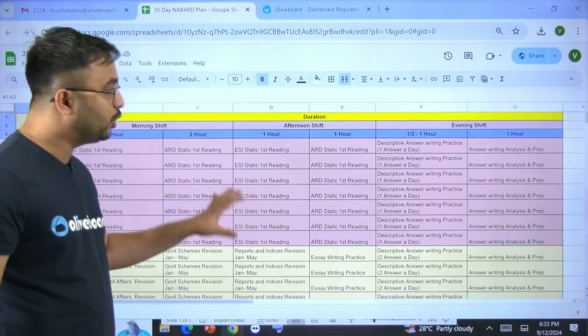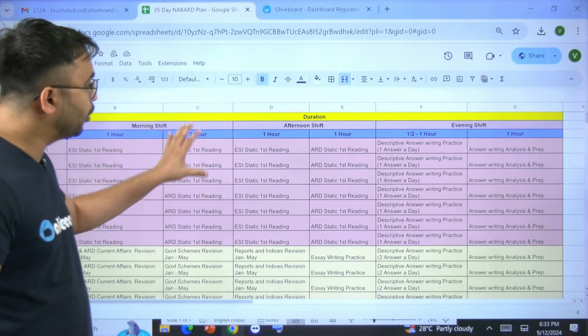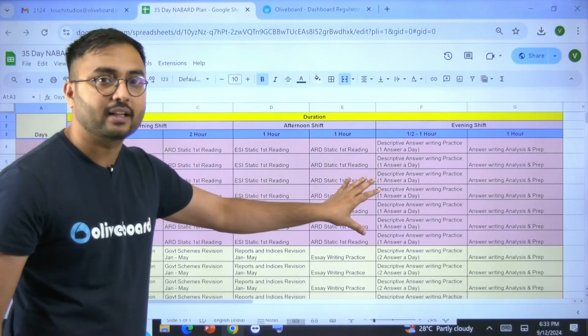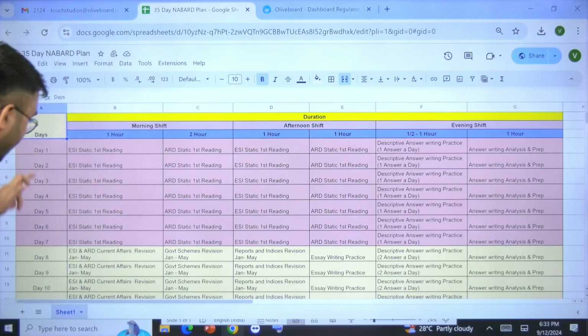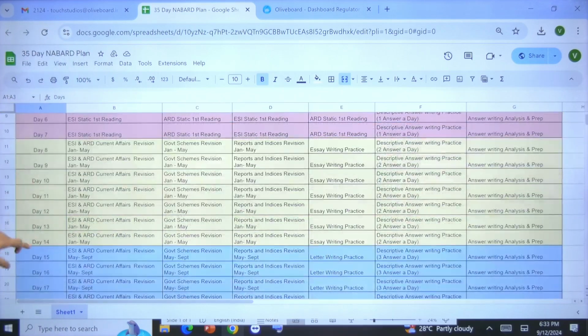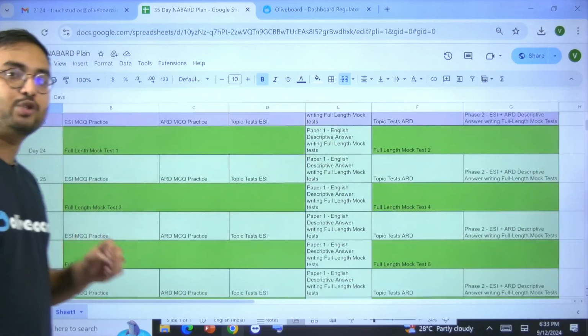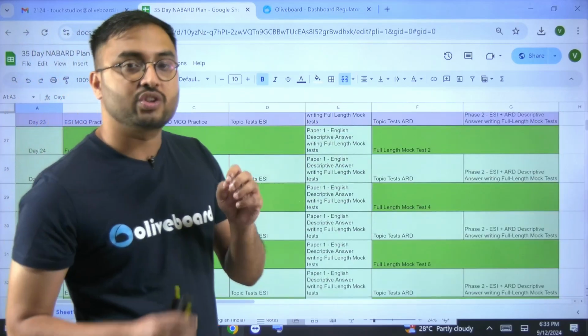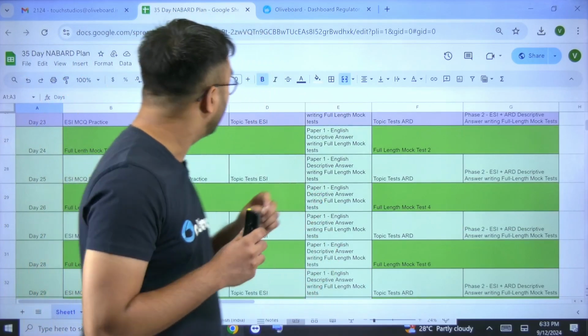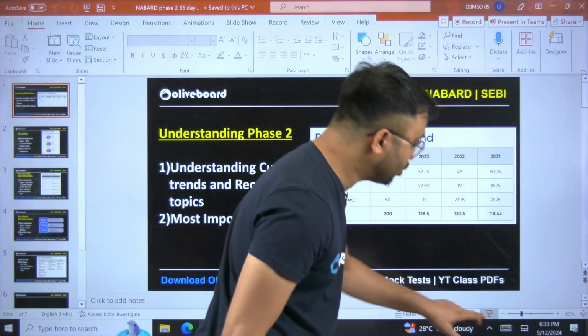Before jumping to this Excel sheet and explaining what you have to do every day and what you have to do every hour, the timetable is given for the next 35 days. Okay, so it's the best possible way to study and plan. So let's start our discussion with a proper analysis of the Phase 2 exam.